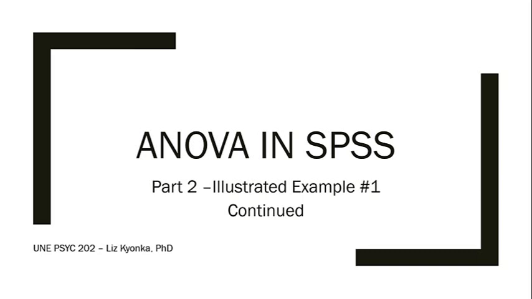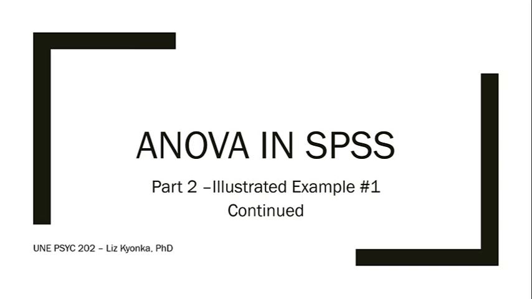Welcome back, everyone. This is part 2 of tutorial number 6 covering analysis of variance in SPSS. I'm going to pick up right where we left off last time, which was looking at the output from comparing the means for the file data_7_1. So please get your output file out and let's continue having a look at it.